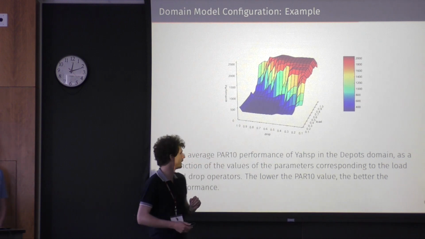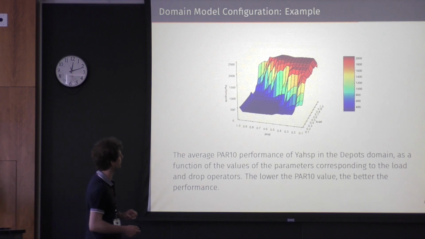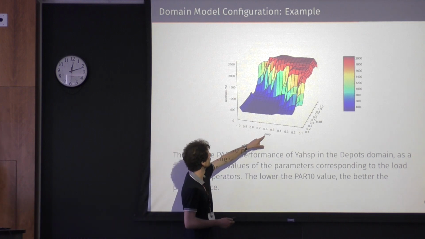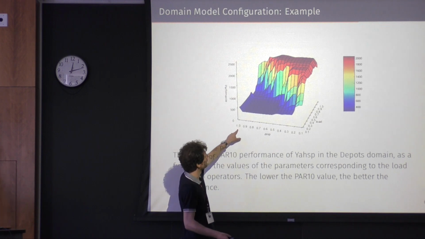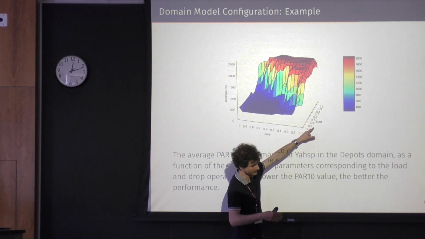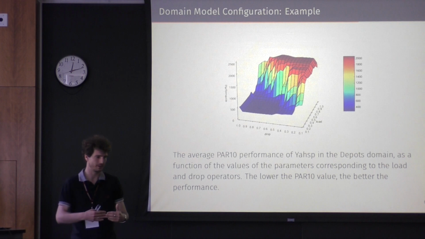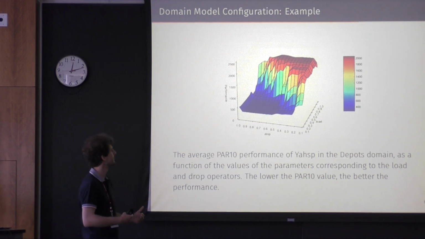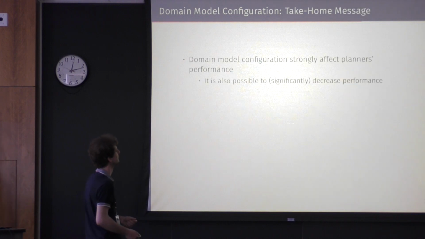And this basically corresponds to the area in which the drop operator has a very high value, which means it is listed later, and the load operator has a low value for the parameter, so it is listed before, which basically indicates that there is some causality between these two operators and the way in which they are listed.